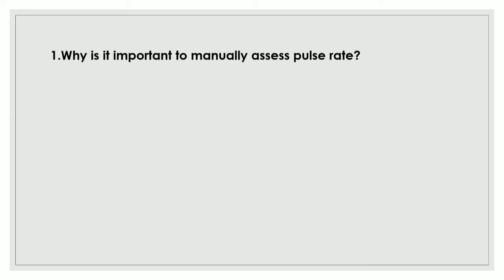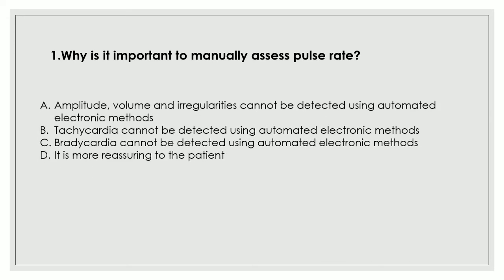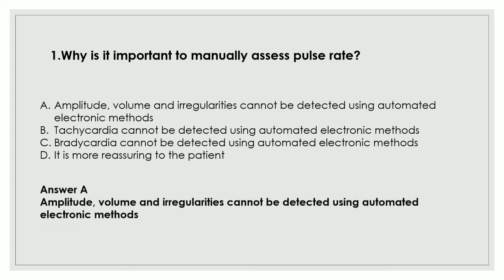Cardiovascular system. Question number 1. Why is it important to manually assess pulse rate? Options: A. Amplitude, volume and irregularities cannot be detected using automated electronic methods. B. Tachycardia cannot be detected using automated electronic methods. C. Bradycardia cannot be detected using automated electronic methods. D. It is more reassuring to the patient. Answer A. Amplitude, volume and irregularities cannot be detected using automated electronic methods.